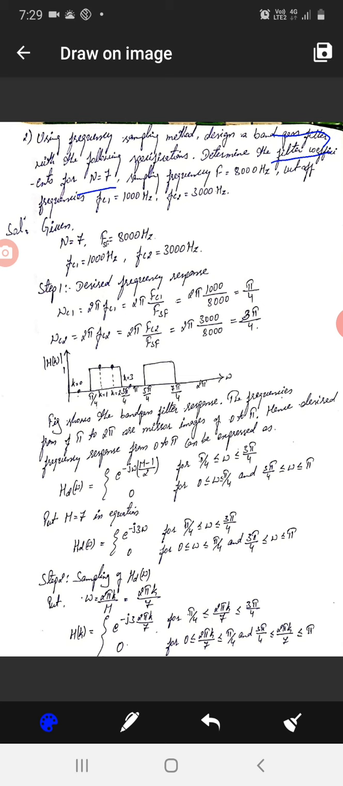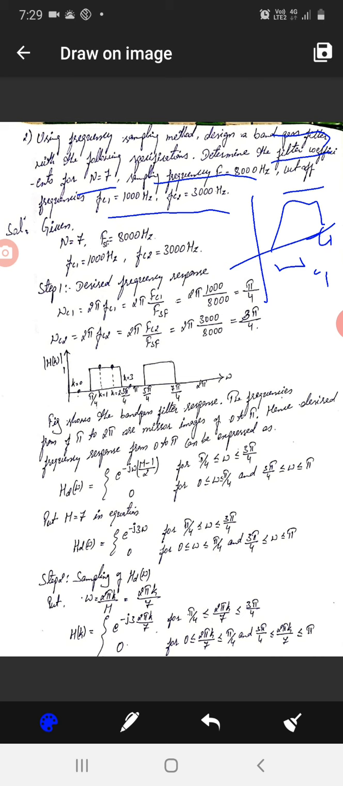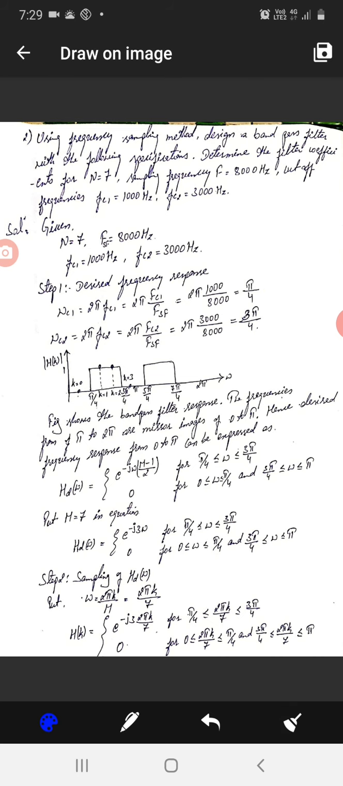Sometimes they may give M values or else N values, both are the same, don't get confused with this. The sampling frequency given is f equals 8000 hertz, and the cutoff frequencies are given as fc1 and fc2. Actually the band pass is going to vary between omega c1 and omega c2. In this, first you can write what is given. Sampling frequency is 8000, cutoff frequencies are 1000 and 3000 hertz.